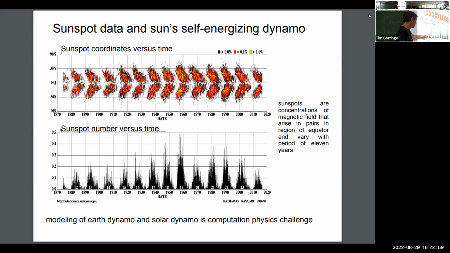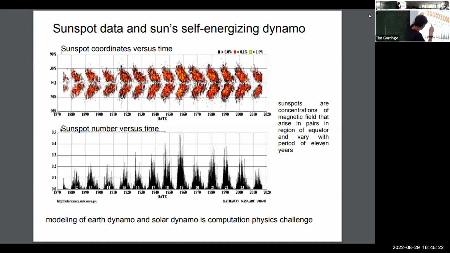And you see this very strong periodicity in the number of sunspots. So that's part of the 11-year cycle. And that's reflecting that the magnetic field of the sun is changing on an 11-year cycle, and that magnetic field is flipping. North becomes south, south becomes north on an 11-year cycle.